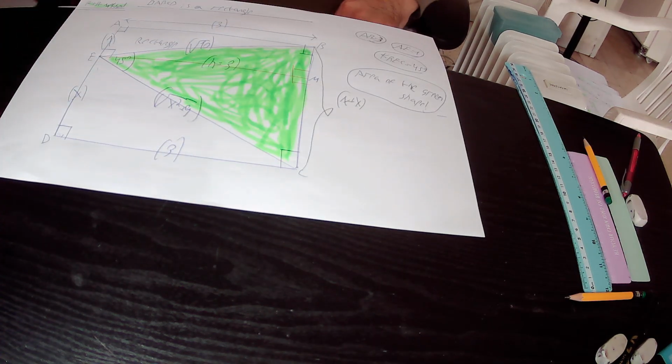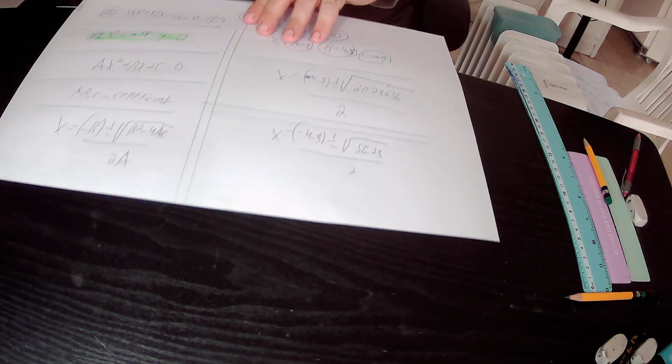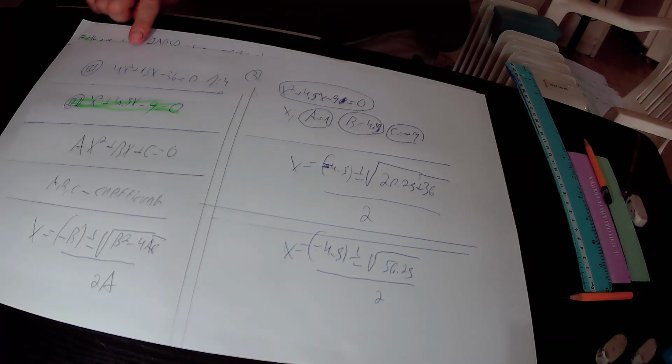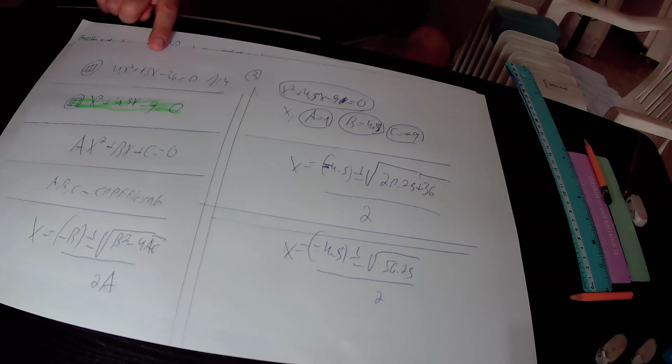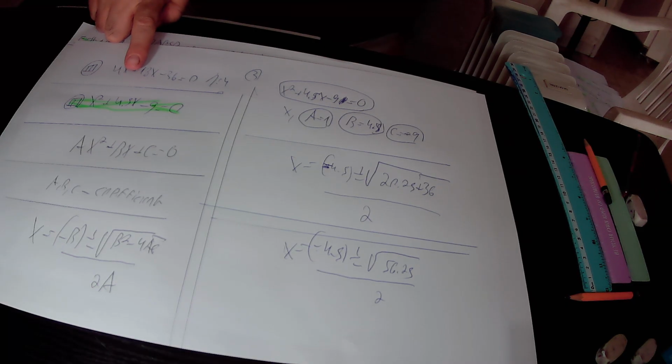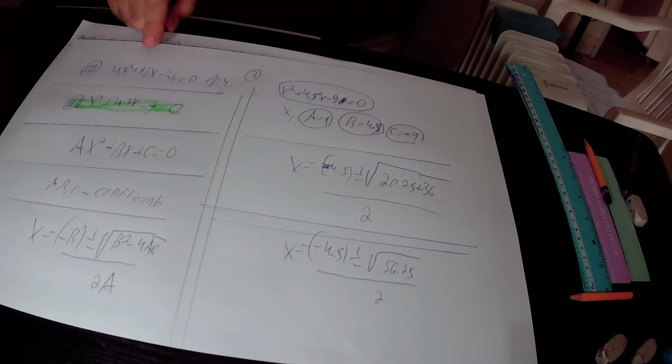And then in total, we found that 4x squared plus 18x minus 36 equals 0. Here we divided equation 3 by 4, and finally found that 4x squared over 4 is x squared, plus 18x over 4 is 4.5x, and minus 36 over 4 is minus 9 equals 0 over 4, which is 0. So in total, we found that according to equation 3, x squared plus 4.5x minus 9 equals 0.